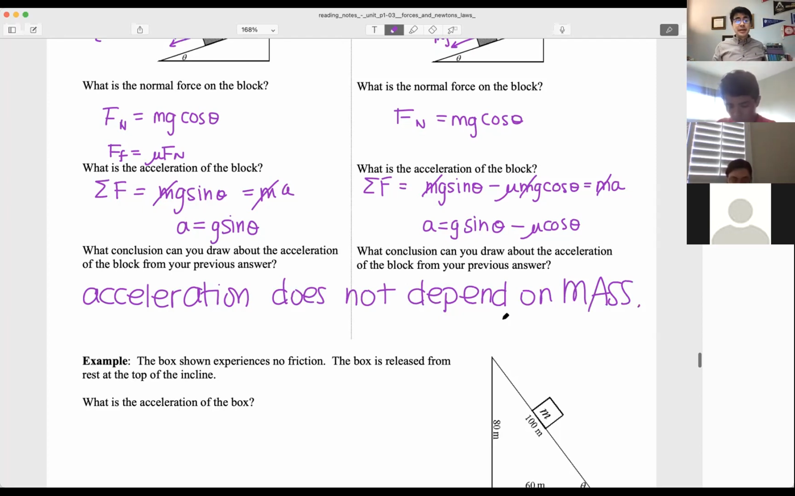What does it depend on? Well, in the first one, it depends on g and theta, right? In the second one, it depends on g, theta, and mu. So you could say either one for your conclusion, what it doesn't depend on or what it does depend on. Any questions on that?